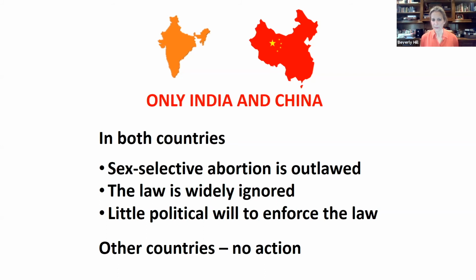China also spent a lot of money, and they were making progress, but when Xi Jinping came to power, he did not attach any priority to this problem, and progress has leveled off. Note that in both countries, sex selective abortion is illegal, but that law is routinely ignored, and there's no political will to enforce the law.